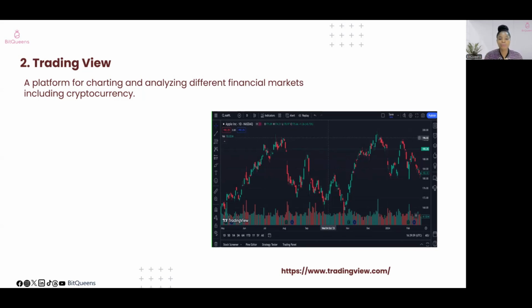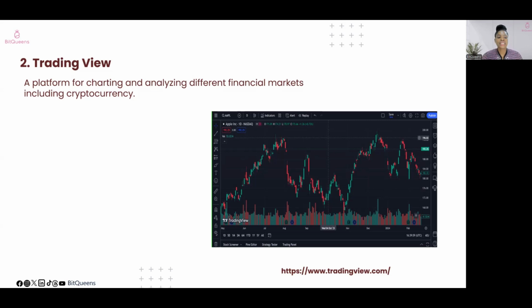So Trading View allows you to learn how to analyze financial markets, including cryptocurrencies, because Trading View can be used for different other financial markets. You can use it to track stocks of different companies like Apple, like Amazon, different stocks, including cryptocurrency. So when you go to trading apps like KuCoin, like Binance, and the rest, they use this tool, Trading View, to provide you information. So they don't do it on their own. This is the largest charting and analyzing tool in the crypto space.